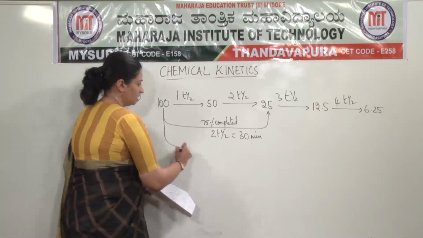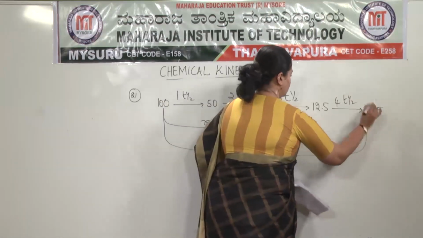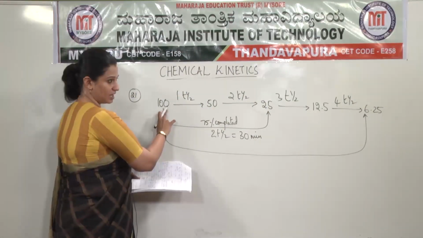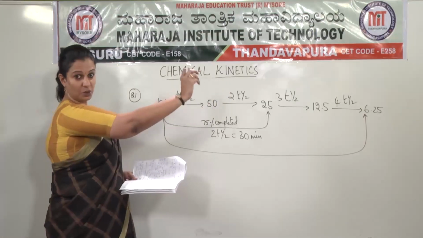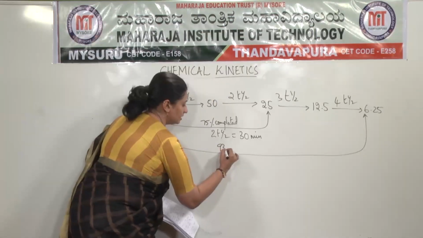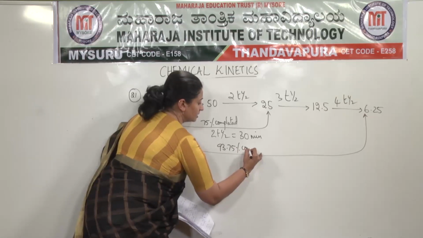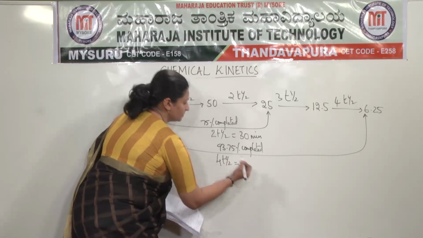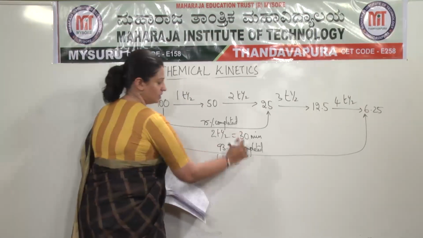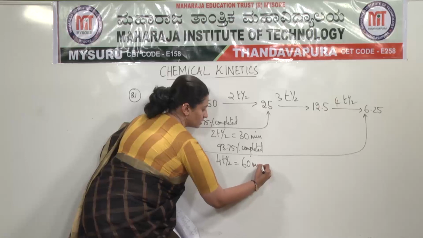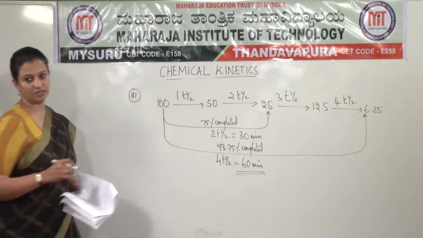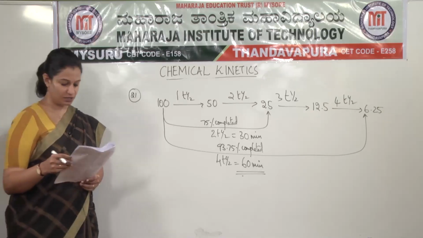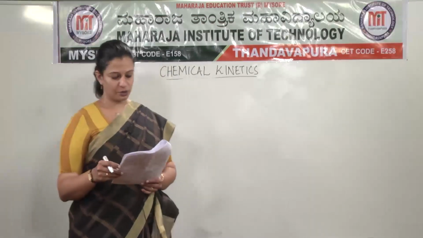Now they want you to find out how much time it will take for 93.75. Remember, 100 was the starting and 6.25 is the amount left, which means 93.75% is completed. As you can see, 93.75% means 4 T halves. So if 2 T halves is 30 minutes, 4 T halves would be 60 minutes. So the answer for question number 21 is 60 minutes, option A.